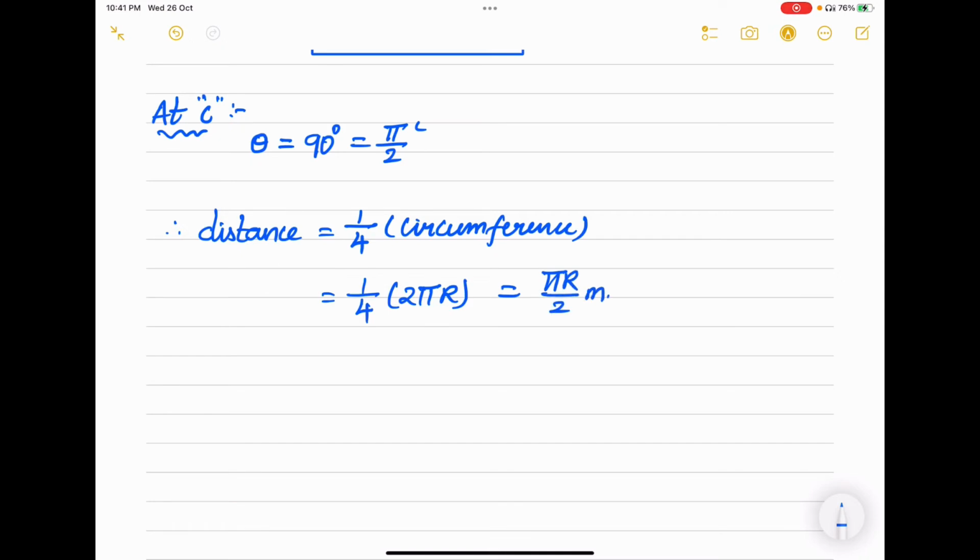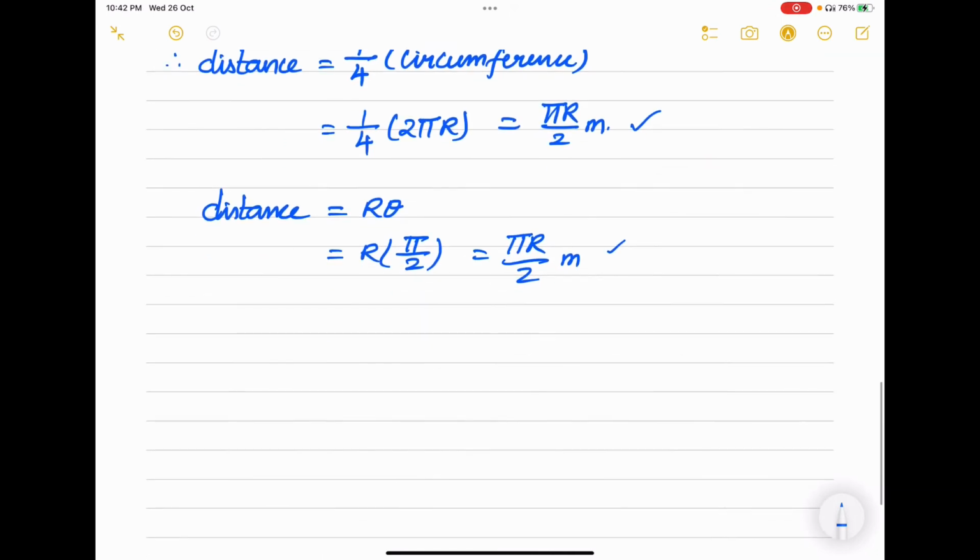Now from our formula, distance is equal to r theta, and that is equal to r into theta, which is simply pi by 2 radians. So that is equal to pi r by 2, units assumed as meters. Both the answers are the same, so we can use our formula universally straight away. And now let us see the displacement in this case only.